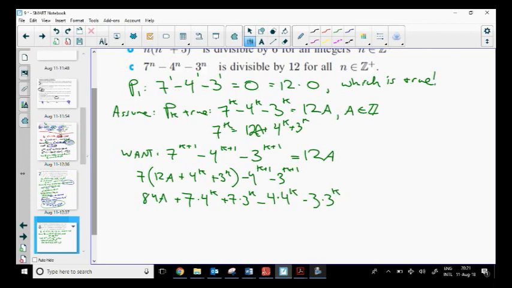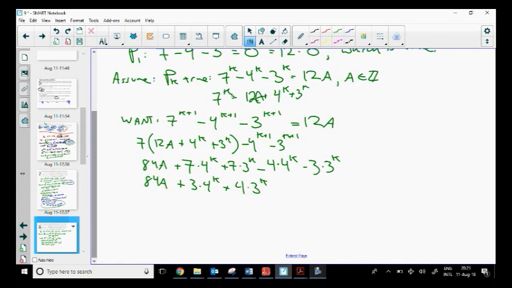We're going to combine some like terms. This is 84a plus 7 times 4 to the k minus 4 times 4 to the k is 3 times 4 to the k. And 7 times 3 to the k minus 3 times 3 to the k is 4 times 3 to the k. And, oh man, this is like screaming that it's divisible by 12 here, isn't it? So let's factor out a 12 from everything here. Let's see what's left over. 12 from the 84 is going to be 7a. I factor out the 3 and 1 of the 4s, and I'm left with 4 to the k minus 1. And then I factor out the 4 and 1 of the 3s. And there I have it. This is divisible by 12.